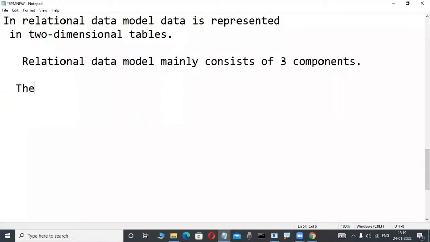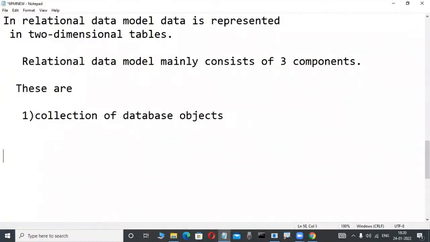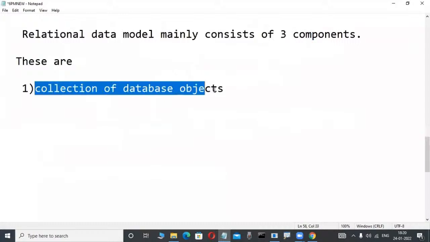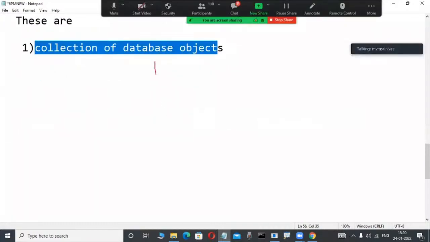Now check it out. Concentrate here. What is the first one? A simple collection of database objects. In these types of software, Oracle, SQL Server, DB2, a collection of database objects is available. What is this? That is what we learn daily. Relational data model mainly consists of three components. The first one is a collection of database objects. Collection of database objects is dead easy. Even if you are a first-time newcomer, you can understand it.